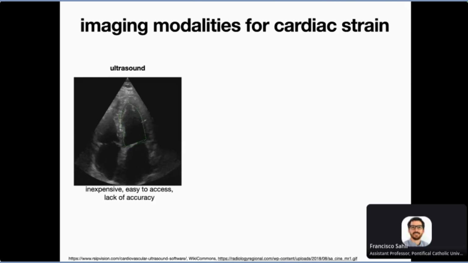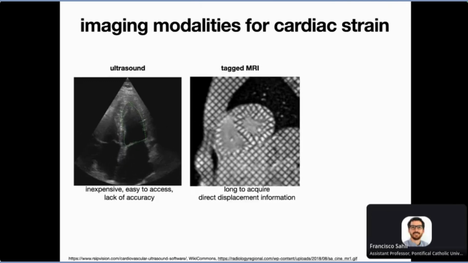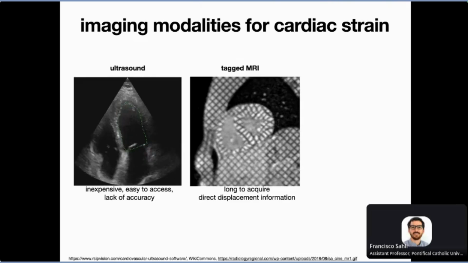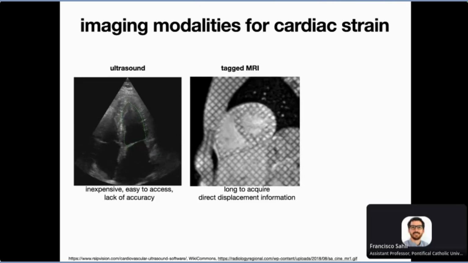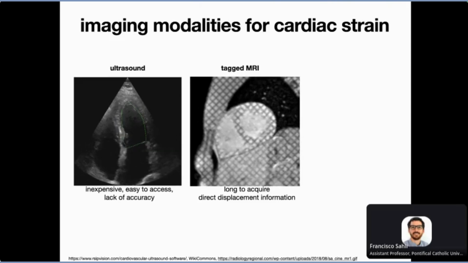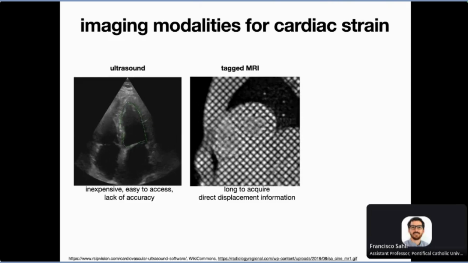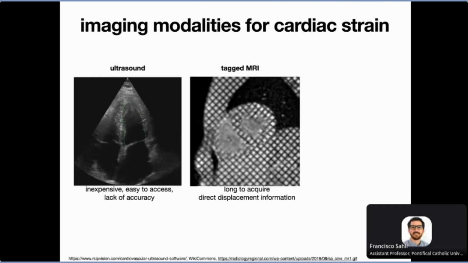So one way to do this is to use ultrasound, and this is very inexpensive and easy to access, but it lacks accuracy, and we typically only get a couple of views from ultrasound. The other option would be to use an advanced MRI sequence like tagged MRI or DENSE. The problem is that this is very long to acquire, and it's also not clinically available in most sites. But here you can get more or less direct displacement information about the tissue, and then you can compute the cardiac strains.